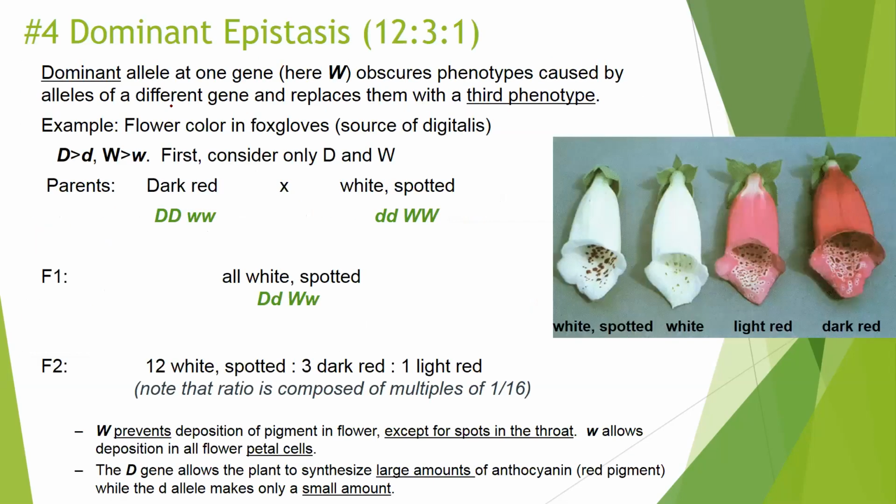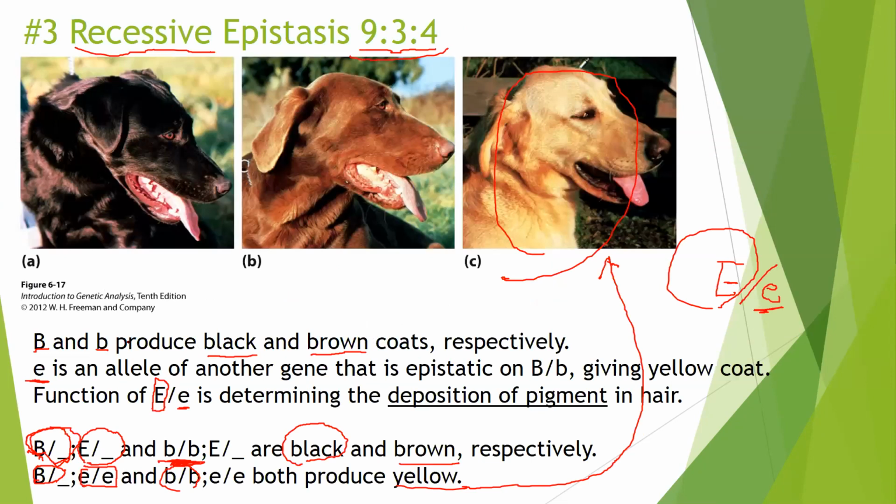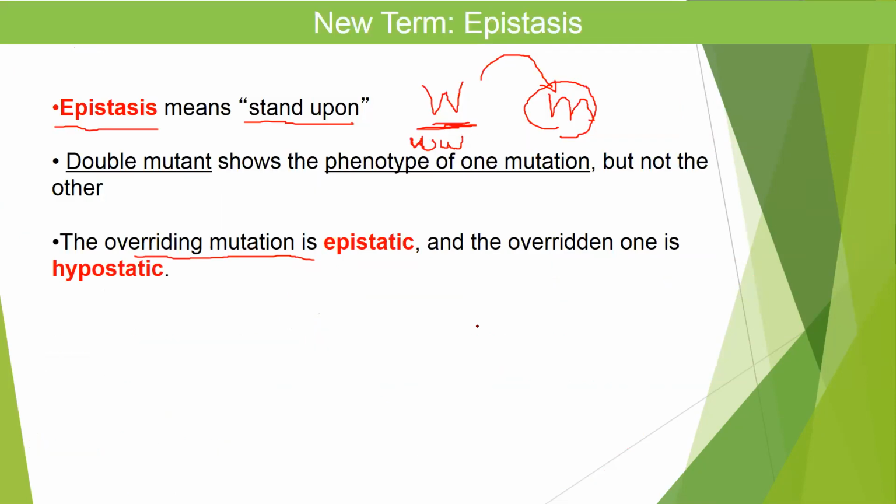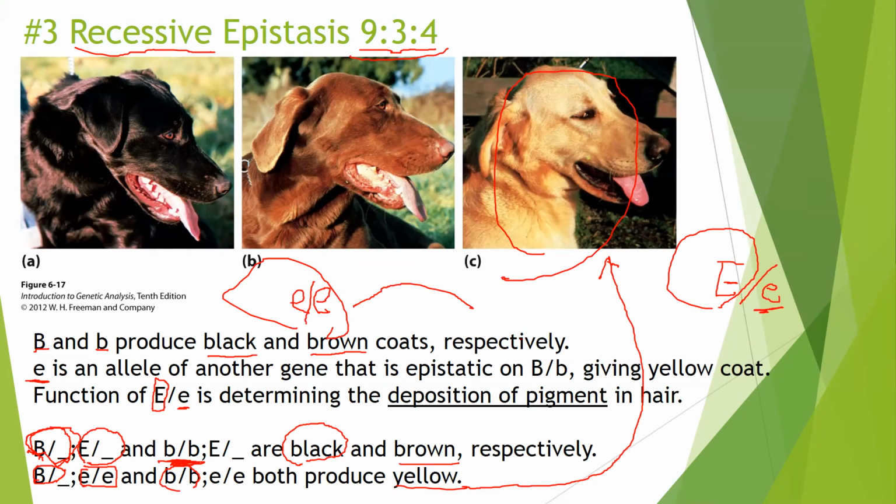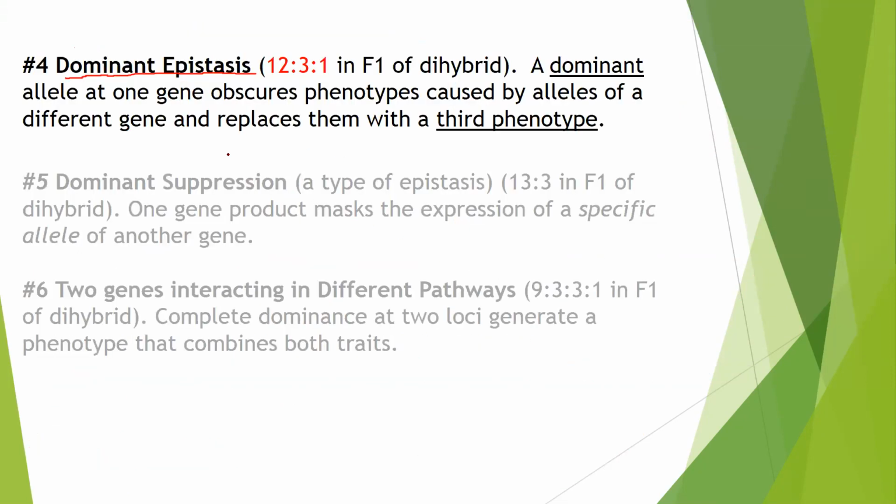So what's the difference? In the recessive case, only if the first gene, the E gene, is recessive, will this gene override the second gene. Now in this case, if the first gene is dominant, then the first gene will override the second gene. So that's why you're going to see a different ratio here. In this case, the ratio will become 12 to 3 to 1.